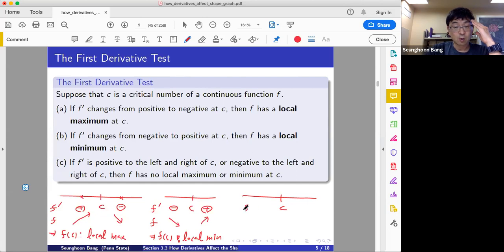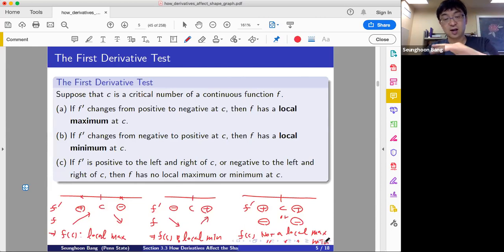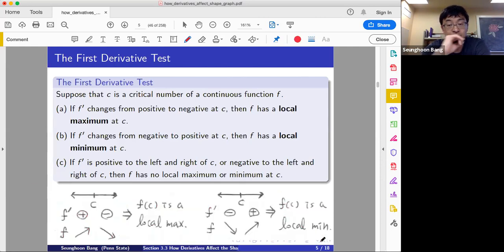See here. What happens if f prime is positive, positive, or negative, negative? The sign doesn't change. So what's f of c? It's not a local maximum, not a local minimum, nothing, right? It's the whole idea for finding local maximum and local minimum. So we call it the first derivative test. Like this.